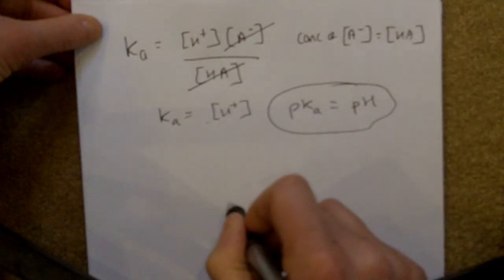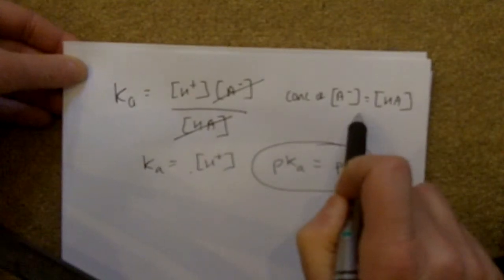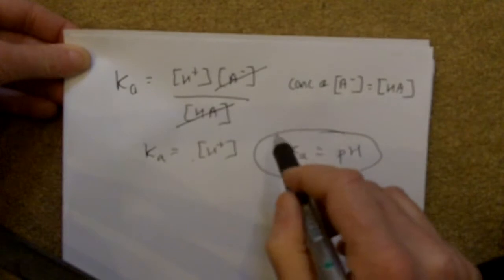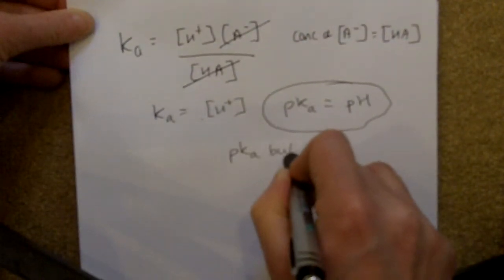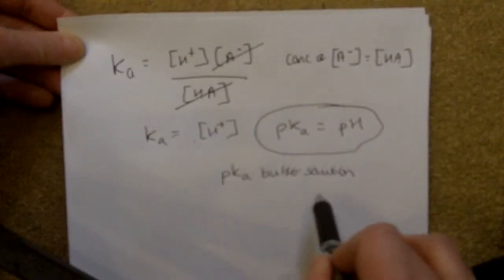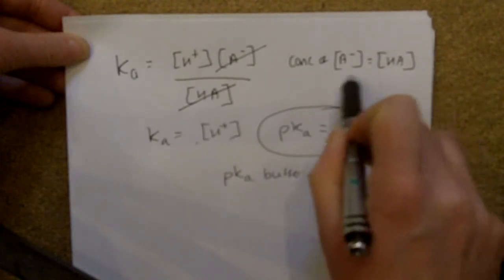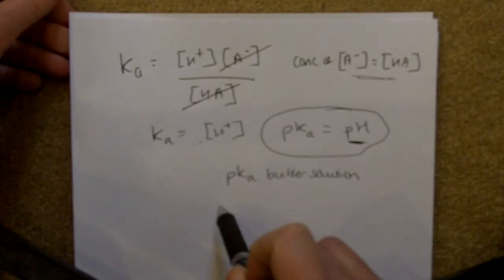So that's quite an important relationship if the concentrations are equal, because in an exam question you'll be given the pKa of a buffer solution, and if you're given the pKa of a buffer solution, then you can work out what the pH is going to be if you use the same concentration. So that's quite important.